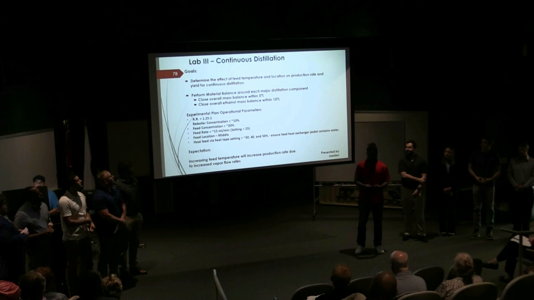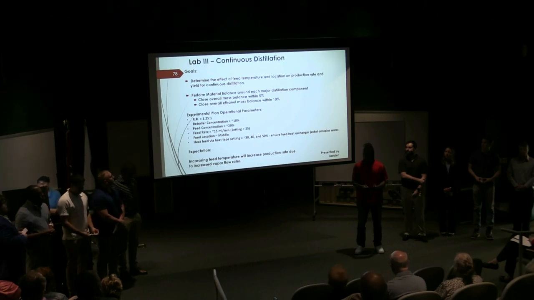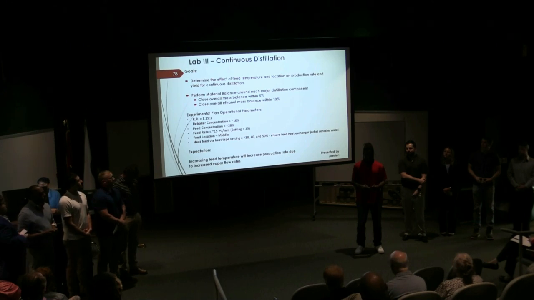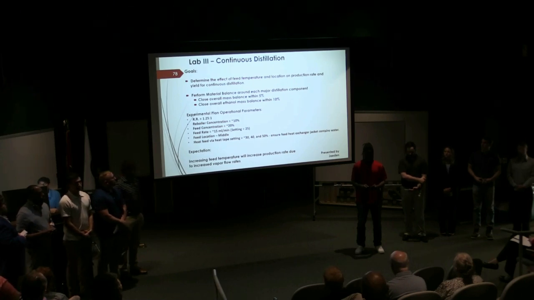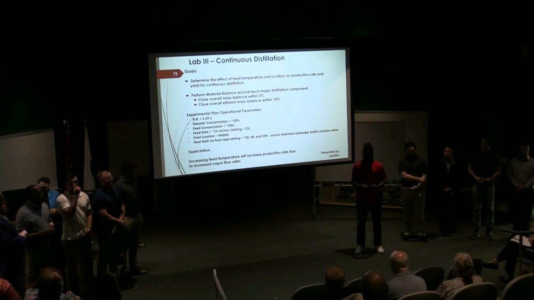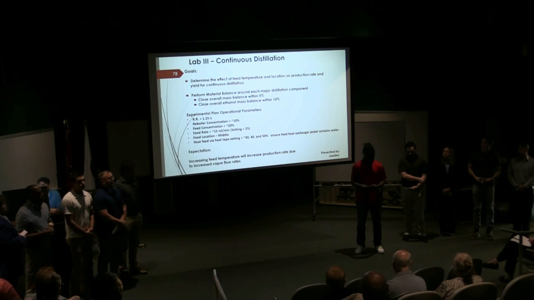In Lab 3, we investigated continuous distillation. Our goals were to determine the effect of feed temperature and location on product rate and yield for continuous distillation. We were only able to run the middle location; however, the 1410 class ran the bottom location, and we're going to look at that information as well.